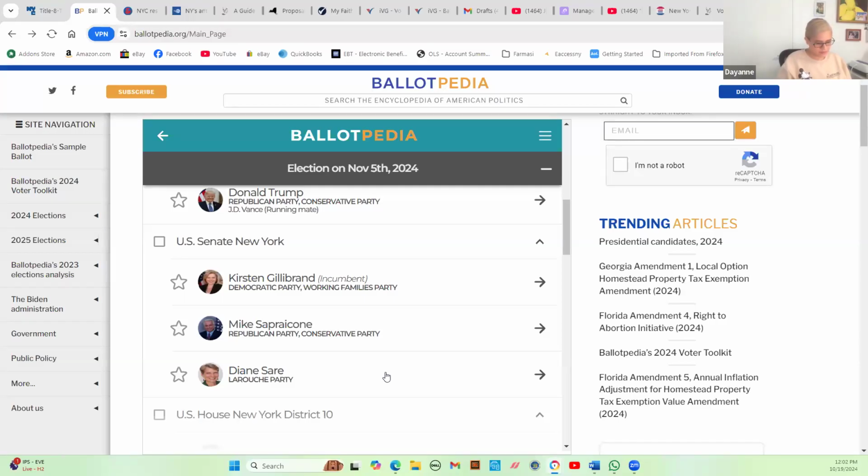I've got to tell you that Kirsten Gillibrand is the incumbent. She's the one that's going for re-election. Mike Sapraicone is part of the Republican Conservative Party, and Diane Sare is part of the LaRouche Party. I've never heard of Diane Sare. Mike Sapraicone, I've never heard of as well. Kirsten Gillibrand is a known name because I've seen her on TV.